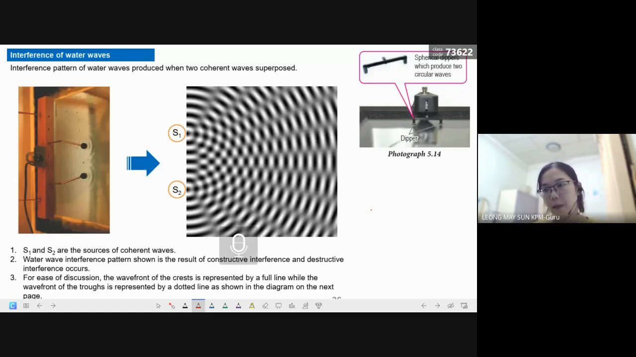Let's continue on with interference of water waves. I already took out some pictures from my previous notes and also from the textbook to explain to you how interference of water waves looks like and what you have to take note of.